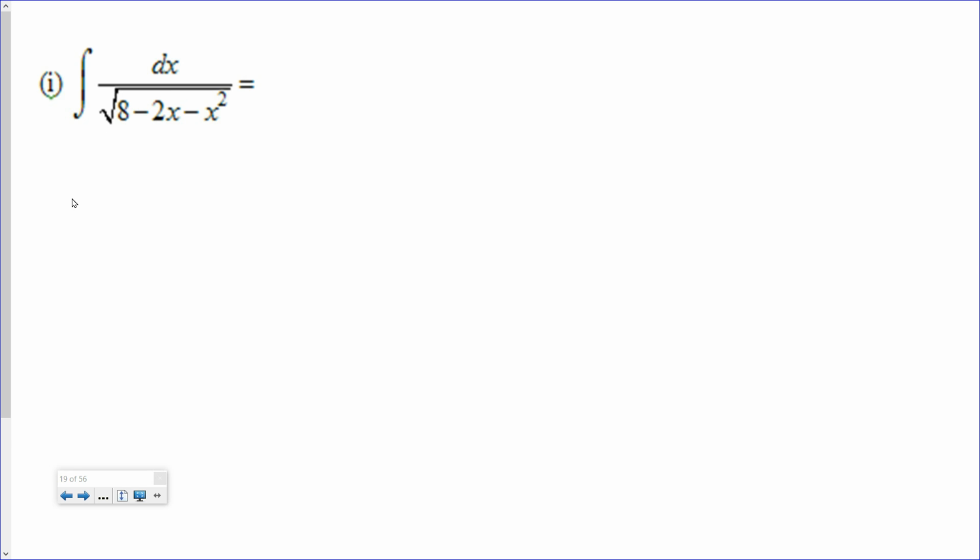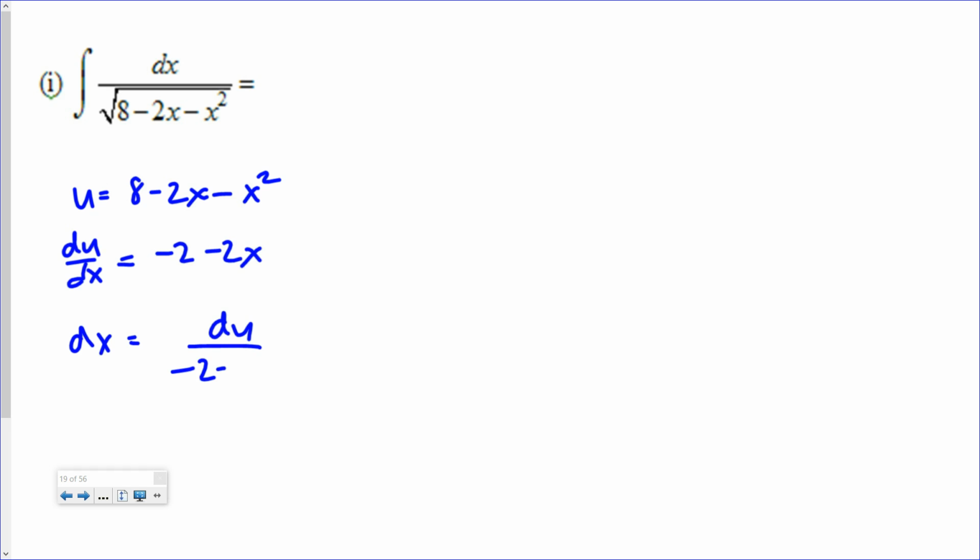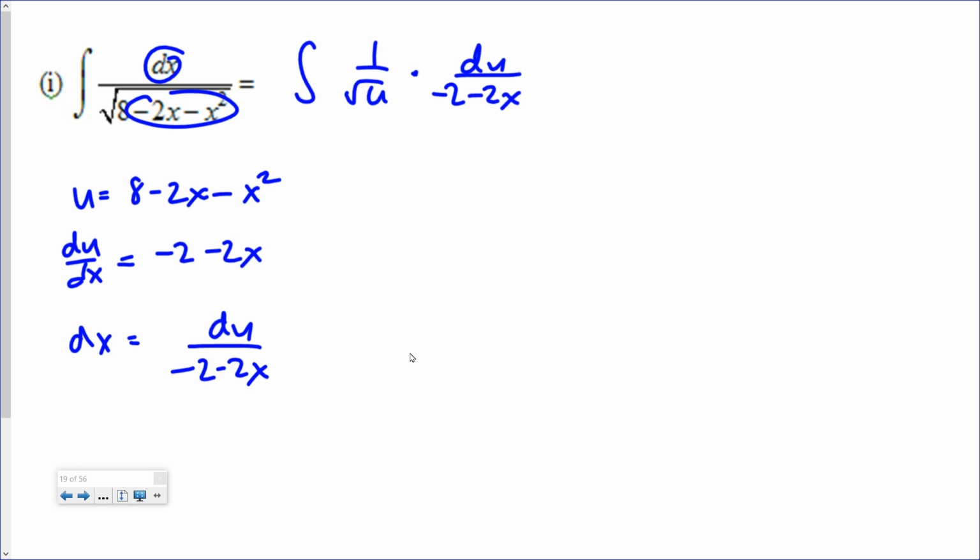Okay, if I did this problem, I would make u equal to 8 minus 2x minus x squared. Then I would take the derivative, and what I would get is negative 2 minus 2x. Then I would solve for dx. I would get du over negative 2 minus 2x. I would substitute two things, and what I would get is 1 over square root of u times du over negative 2 minus 2x. Then I would ask myself the question, do my x's cancel out? Do they? No, this is not the way to do it, okay?